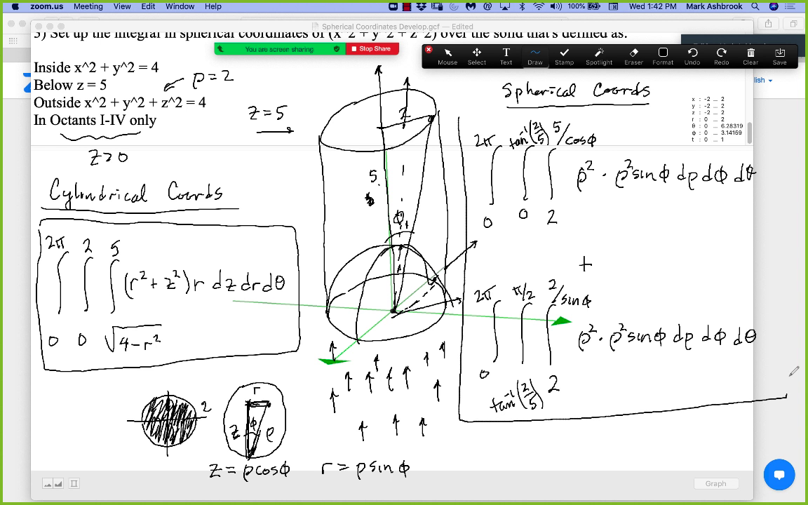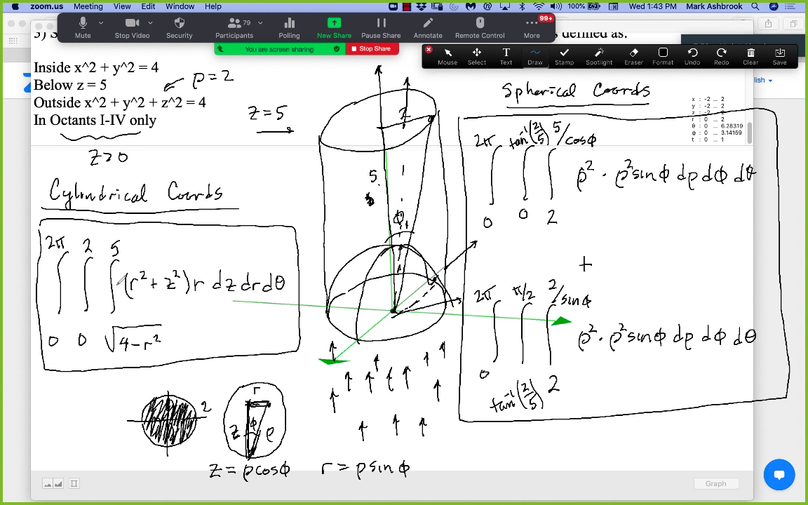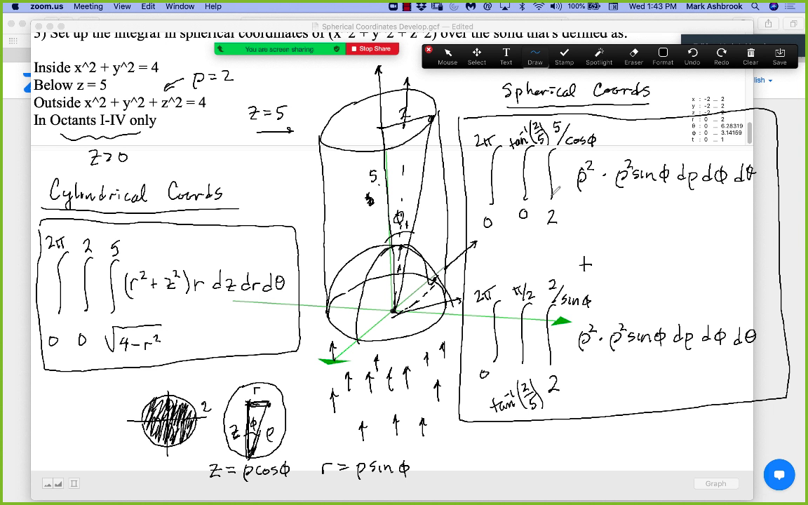Okay, so here we see a solid that's formed like a cylinder parallel to the z-axis, therefore cylindrical coordinates are fast and efficient and easy. Spherical coordinates are not fast and efficient, but this is a great problem to test your understanding of spherical coordinates.